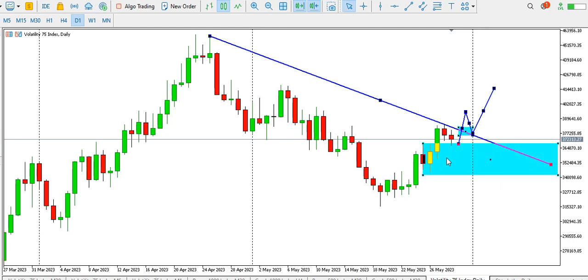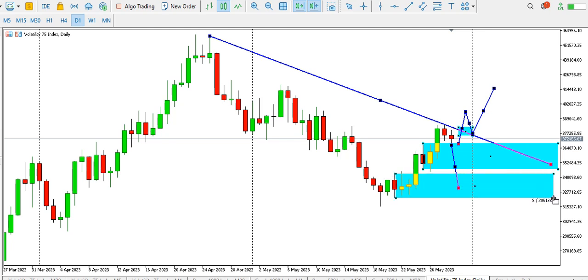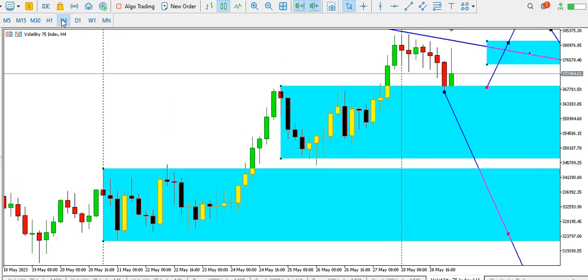Might see price dropping into this level, and if price drops further and breaks this particular level, we might see price get into the lower order block. That is around this particular point on the chart. And if this fails, price might continue the bearish trend movement. But that's that for the daily time frame. Let's look at what we have on the 4-hour time frame.